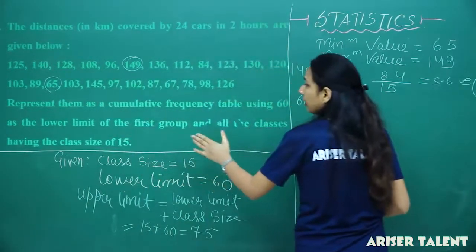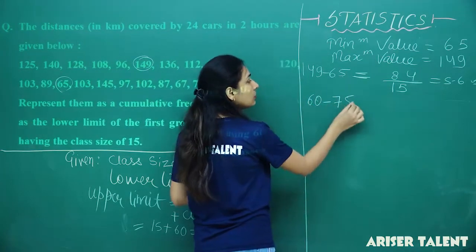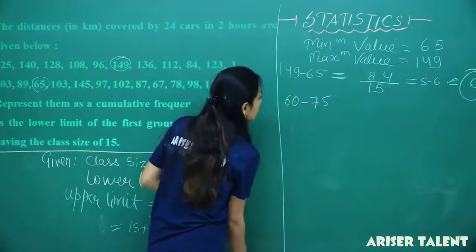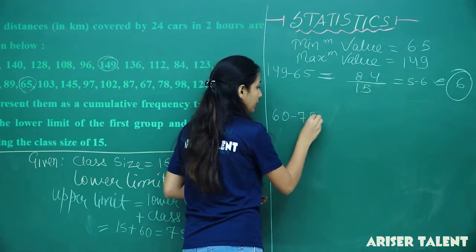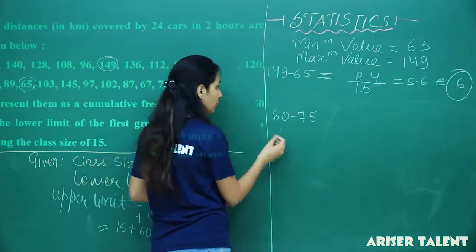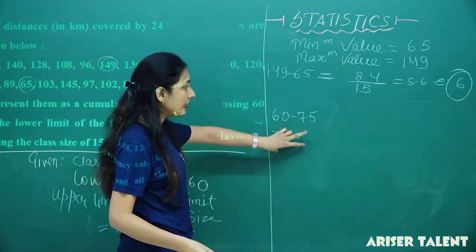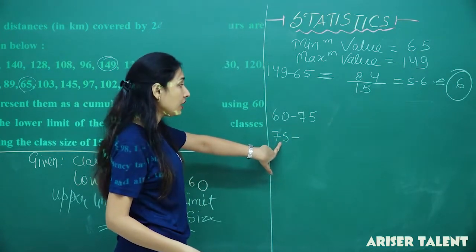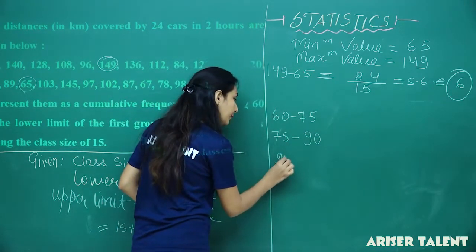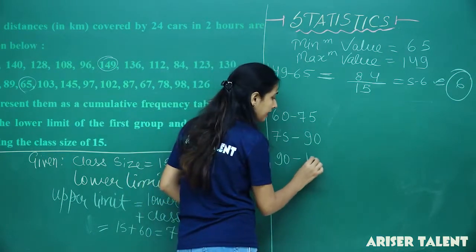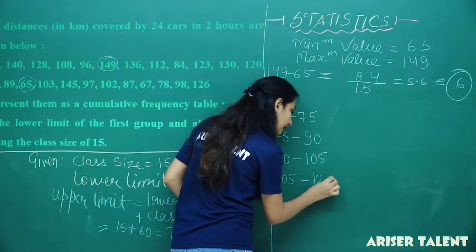We have the lower limit of the first class group, and the classes have a class size of 15. So first is 60 to 75. Now 75 is here, so we'll go with the 75. Now 75 plus 15, 15 is the interval. 75 plus 15 is 90. Then 90 to 105, then 105 to 120.